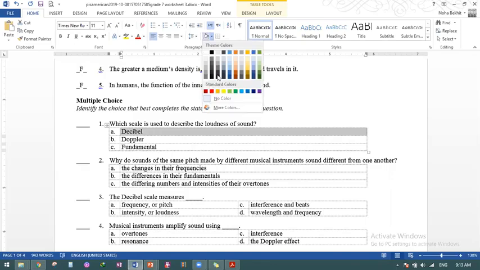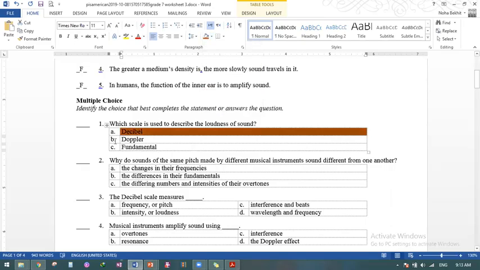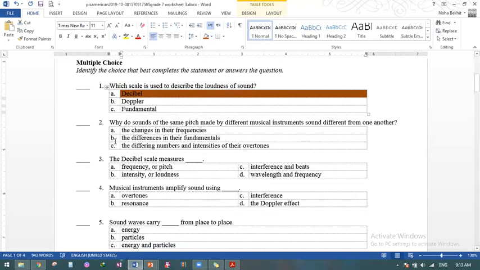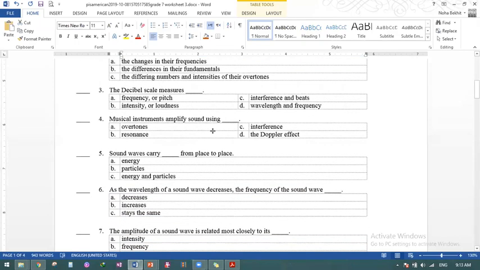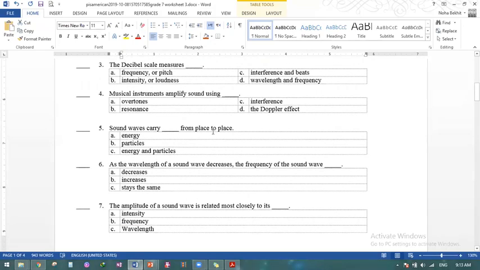Okay, guys, let's move to the second one. Why do sounds of the same pitch made by different musical instruments sound different from one another? This we're going to learn about in the next lesson, not this one, so we'll leave this question. Okay, let's move on.